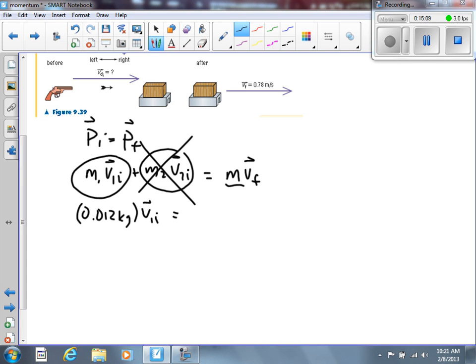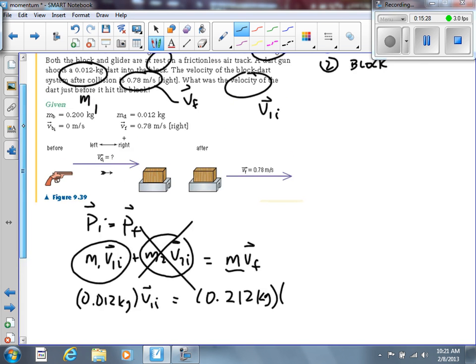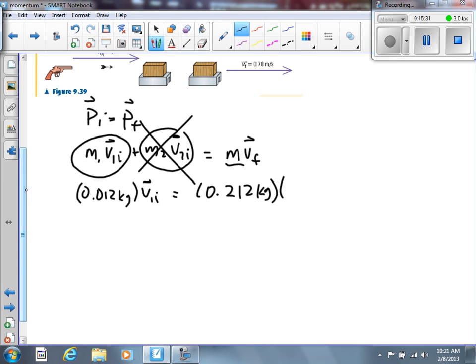What's m here? It's probably the toughest part of this question. What's m? It's the combined mass. The block was 0.2 kilograms. The dart was 0.012. The combined mass is going to be 0.212 kilograms. And the final velocity is given to us in the question here as 0.78 meters per second. So now we've got a fairly straightforward mathematical problem now that we've set this up. So we get V1I is equal to 13.78.